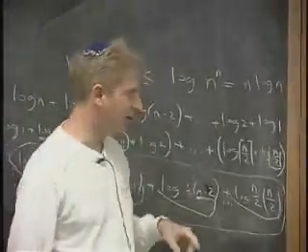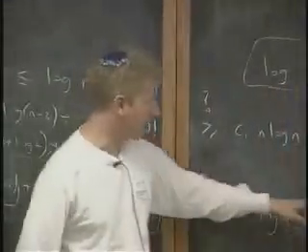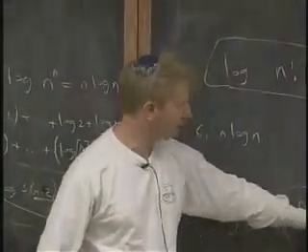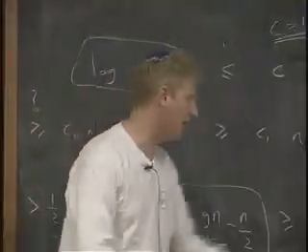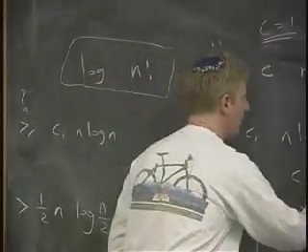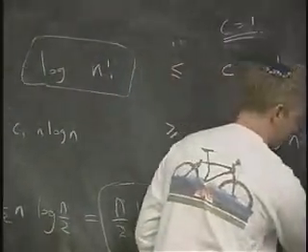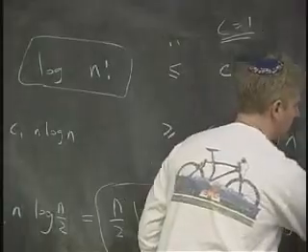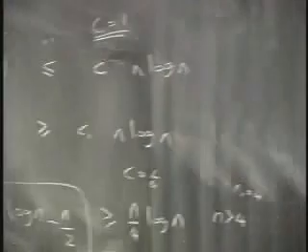Sam's going to show you an easier way in a second. It ends up being bigger than n over 2 log n minus n over 2, which is bigger than or equal to n over 4 log n. So the c is a fourth, and the n0 is 4, or the x0 is 4.